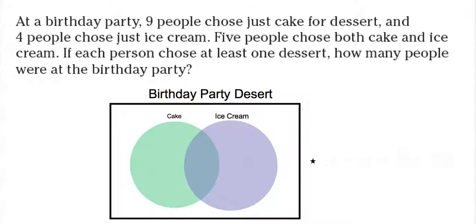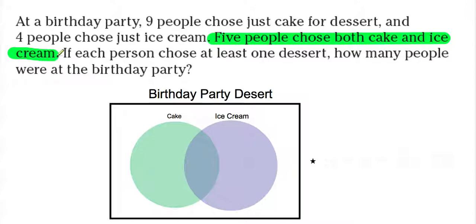let's consider this example. Okay, at a birthday party, 9 people chose just cake for dessert, and 4 people just ice cream. 5 people chose both cake and ice cream. If each person chose at least one dessert, how many people were at the birthday party? So we need to consider first the number of people who like both. Okay, and the number of people who like both desserts will be 5.